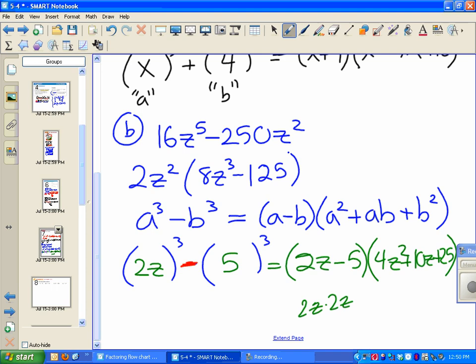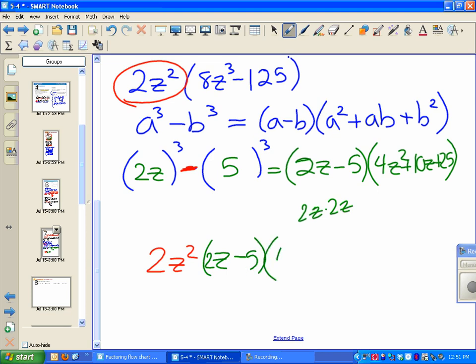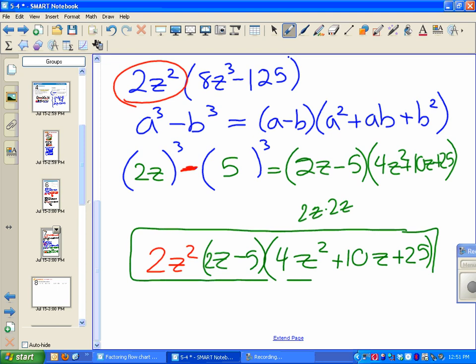All right, so our final answer, don't forget about the greatest common factor. So it would be 2z squared, and then times 2z minus 5 times 4z squared plus 10z plus 25. And that is our final factored answer.